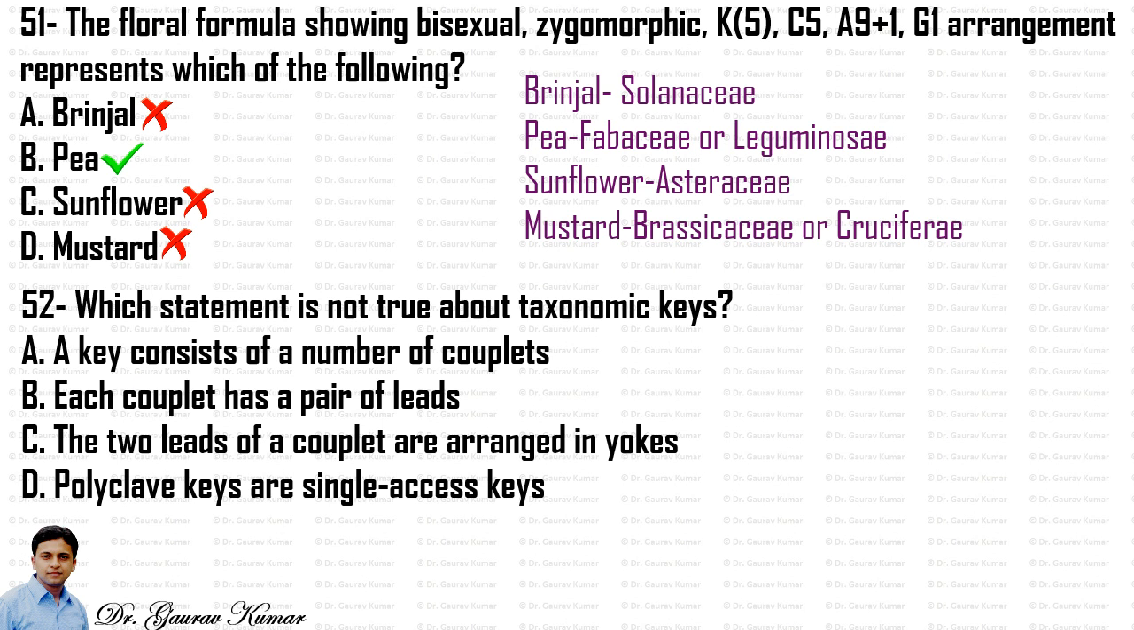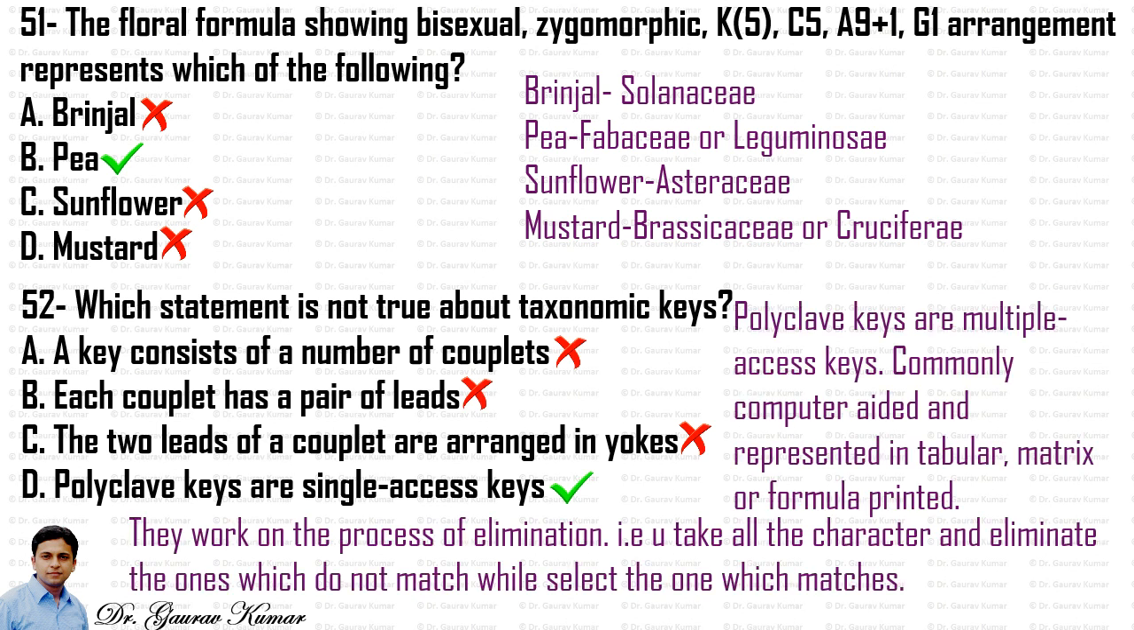So the answer is D, that is polyclave keys are single axis keys is a wrong statement. Polyclave keys are multiple axis keys, commonly computer aided and represented in tabular or matrix or formula printed style. They work on the process of elimination, that is, you take all the characters and eliminate the ones which do not match, while selecting the one which matches.